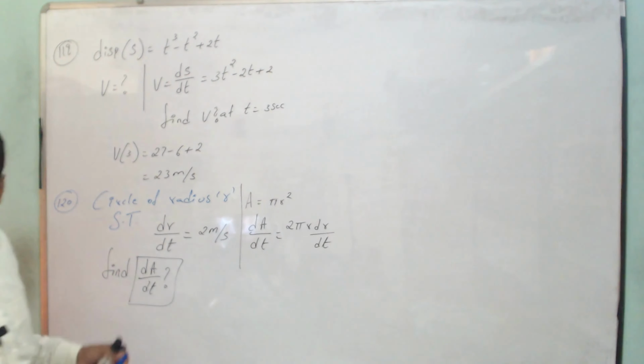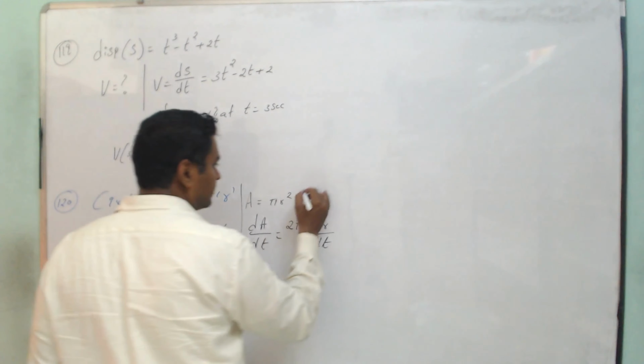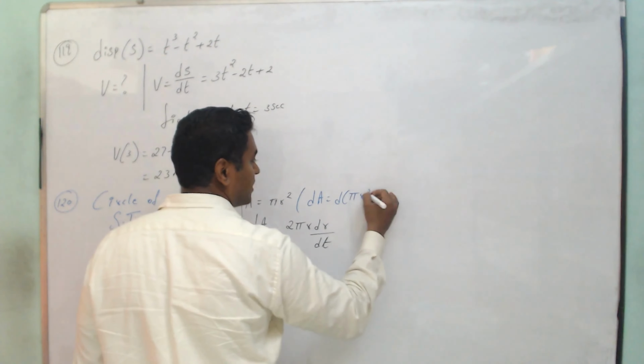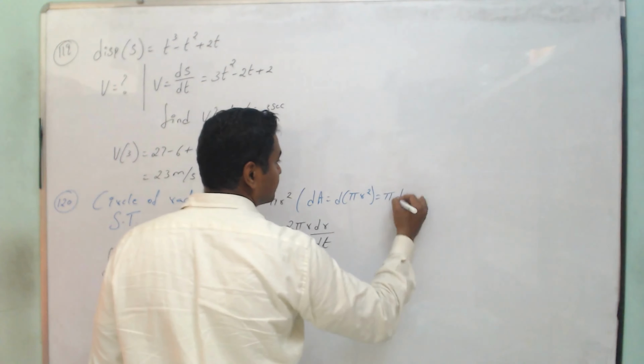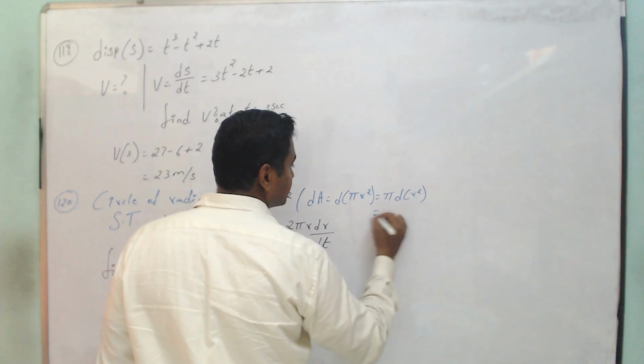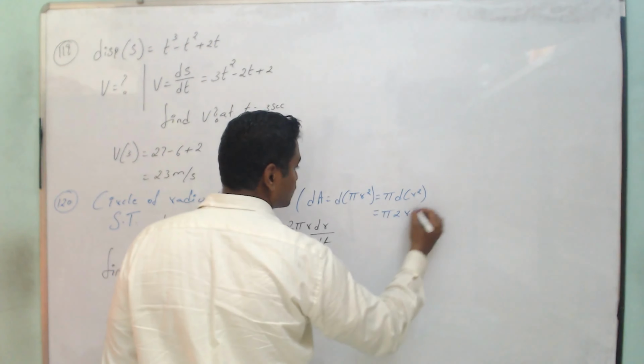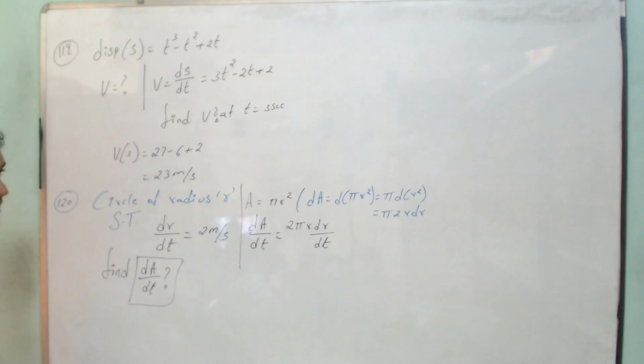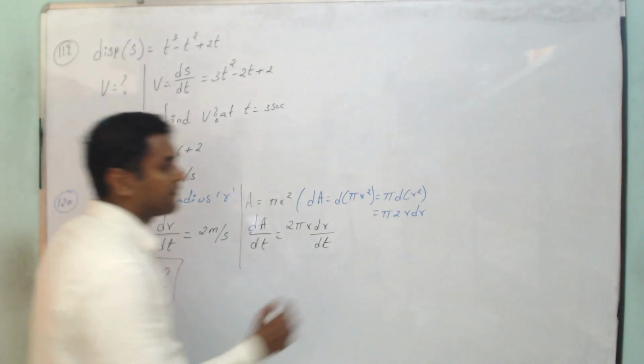Why is it 2 pi r dr? The differential of A is the differential of pi r square. Pi is a constant, so it is pi times the differential of r square, which is 2r dr. Therefore, it is 2 pi r dr. Oh, okay. Right? Yes.